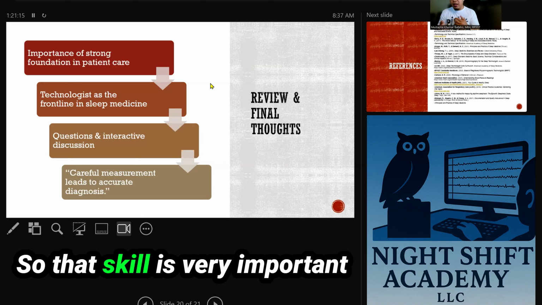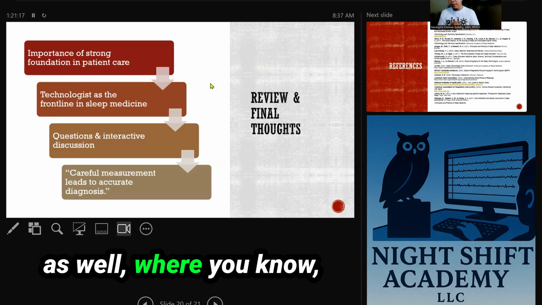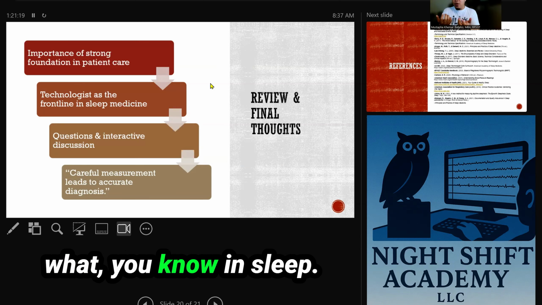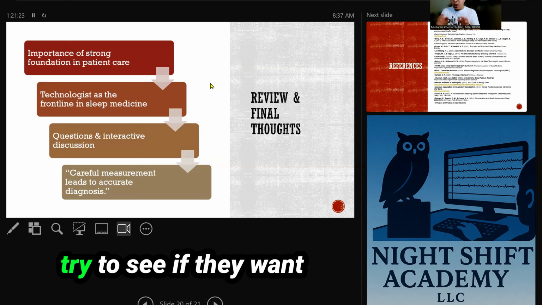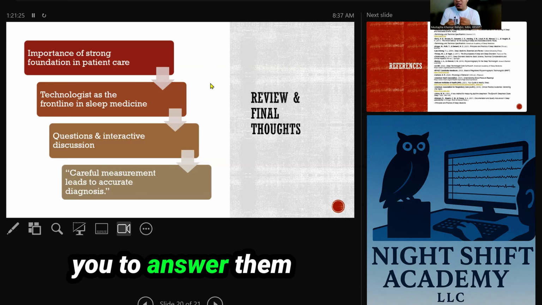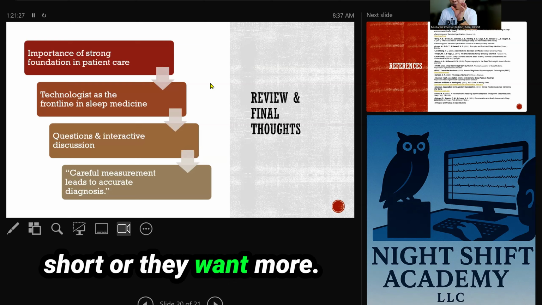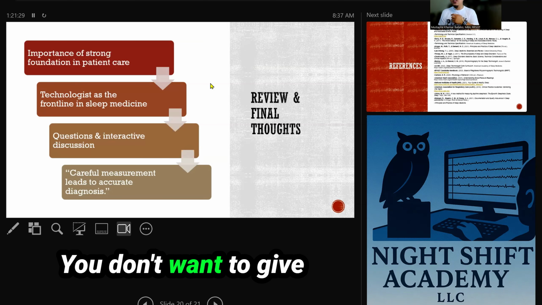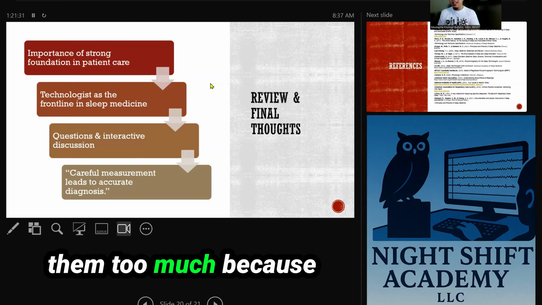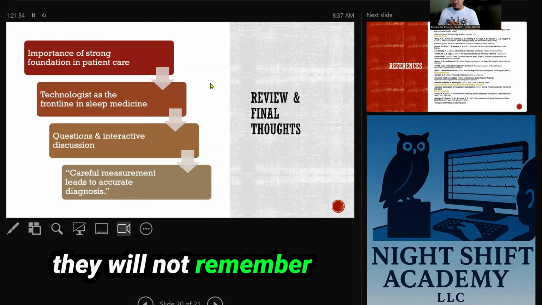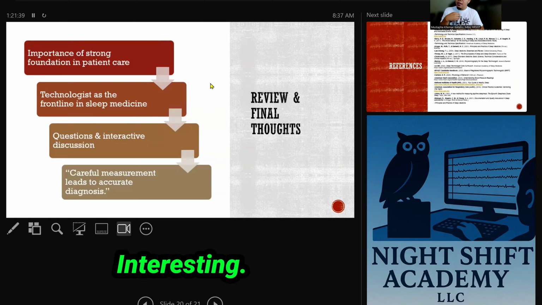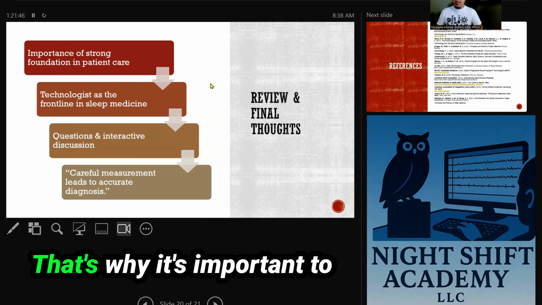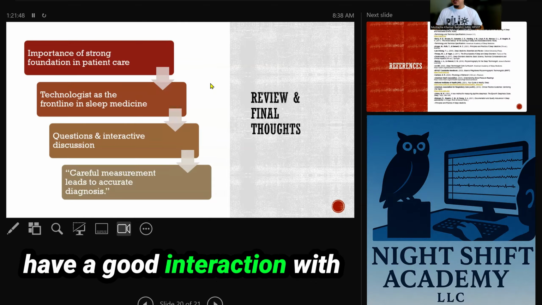So that skill is very important as well, where you know what you know in sleep. But when some patients ask you some questions, try to see if they want you to answer them short or they want more. You don't want to give them too much because they will not remember everything that you said. But some patients, interesting. Can you explain that more? That's why it's important to have a good interaction with the patients.